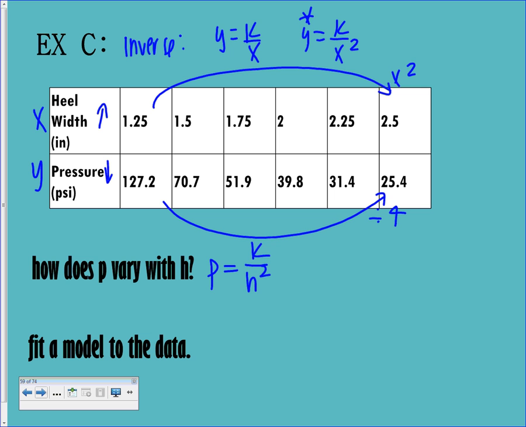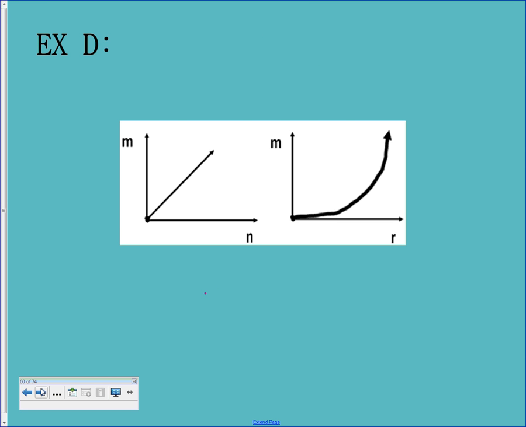So what I'm going to do is just mash them into one. So I'm going to say together P equals KW because the first one was direct, and then over H squared because they're both having an effect. I can just mash them into one. So example D is kind of the same idea, only dealing with the visual way.